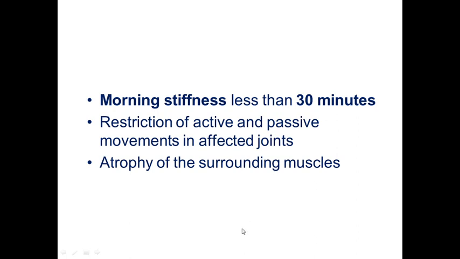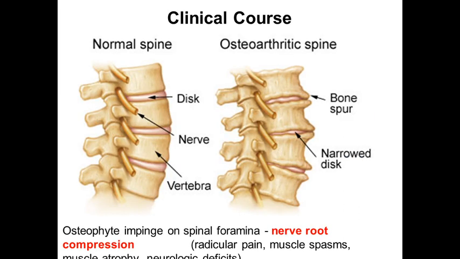Morning stiffness is characteristic for arthrosis, less than 30 minutes. Restriction of active and passive movements in affected joints, and also atrophy of the surrounding muscle. Also, the arthrosis process can involve not only joints, it can also involve the spine. And here you see osteoarthritic spine.